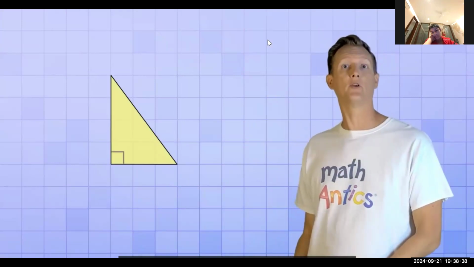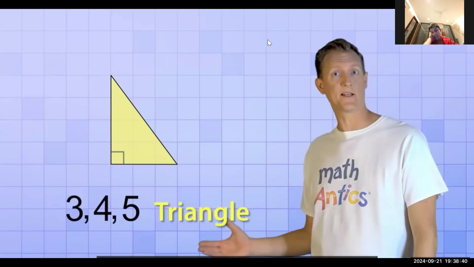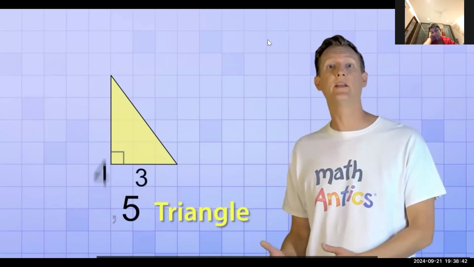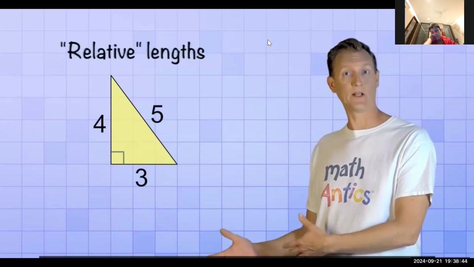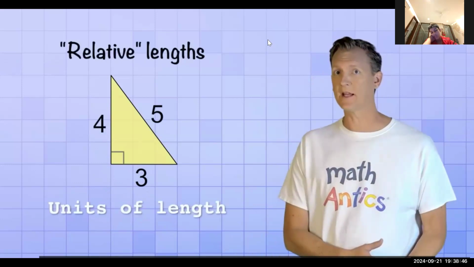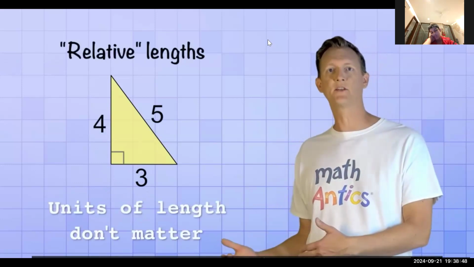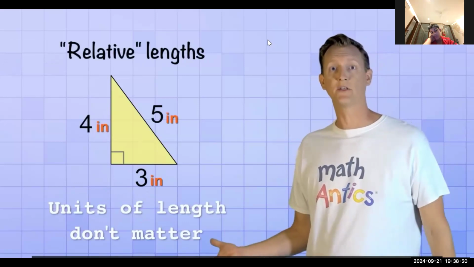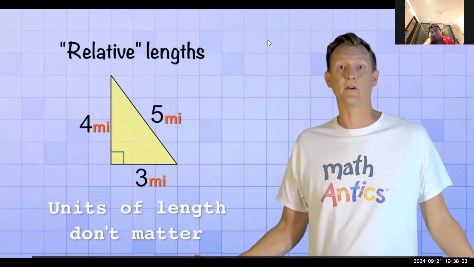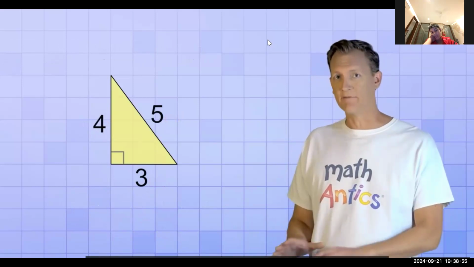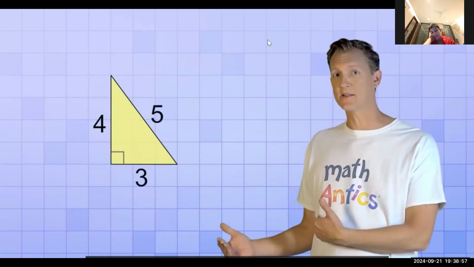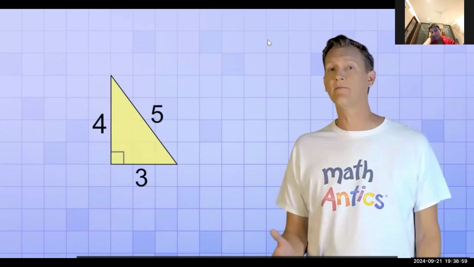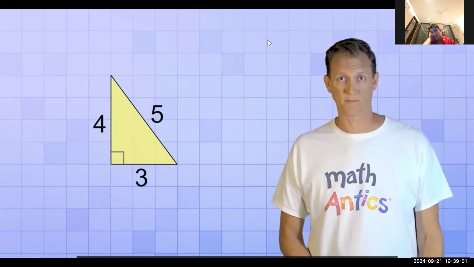This right triangle is called a 3, 4, 5 triangle because its sides have the relative lengths of 3, 4, and 5. And by relative lengths, I mean that the units of length don't really matter. The sides could be expressed in any units, inches, meters, miles, whatever. So the triangle could be of any size as long as its lengths would have the proportions 3, 4, and 5 relative to each other.